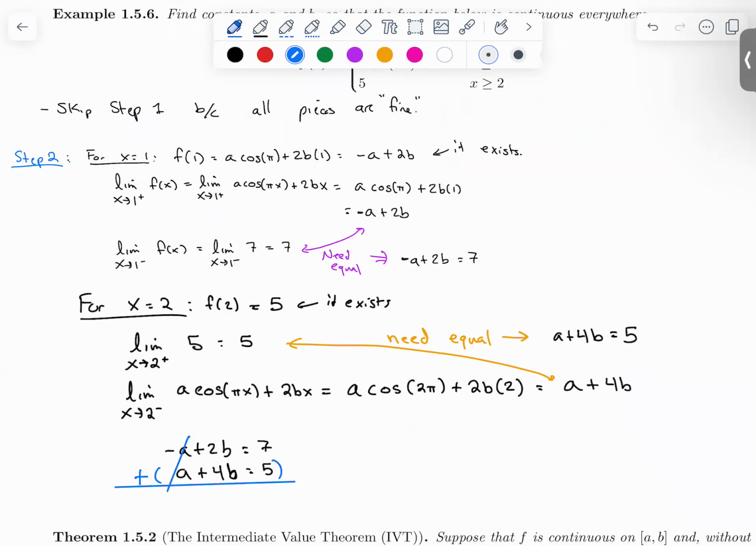And that'll cancel the a's, and I get 6b is equal to 12, which tells me that b is equal to 2. And then I can use either equation to solve for a. I'm going to use the first one. Actually, let me use the second one, because then I don't have to deal with a negative a. So a plus 4 times 2 is equal to 5. That gives me a is equal to negative 3. And that is my answer.